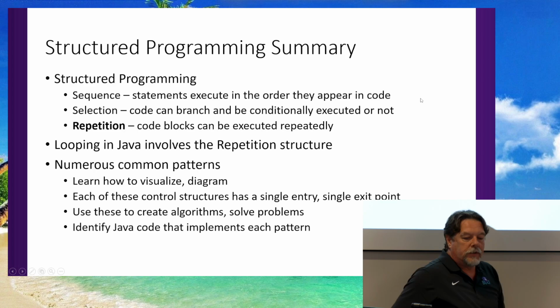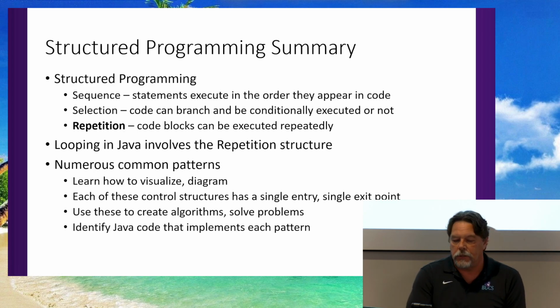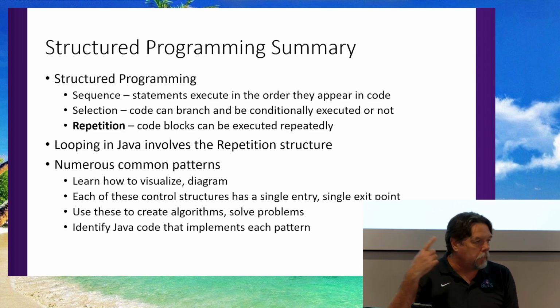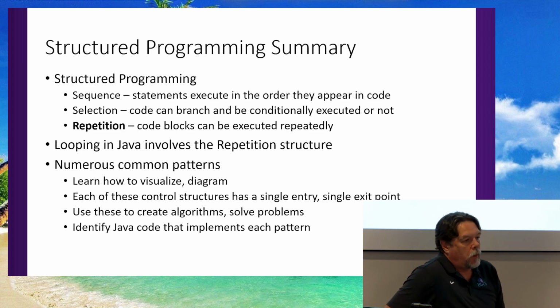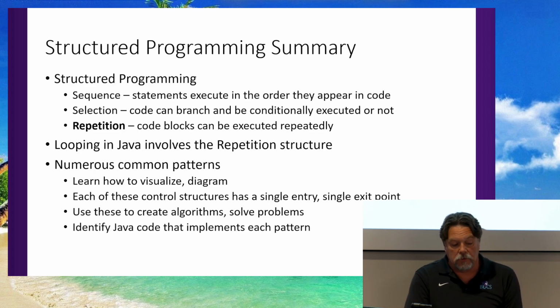Okay, very similar to last unit on selection. Putting this one back up here, but now I've got repetition highlighted. So this is the third of our 3 control structures when we talk about structured programming. So we have a block of code, and we're going to be able to execute it repeatedly. As before, there's a bunch of different ways that we can do this, different patterns that you'll put in your toolbox and pull the right one out when you need it. And we'll just kind of go over those.